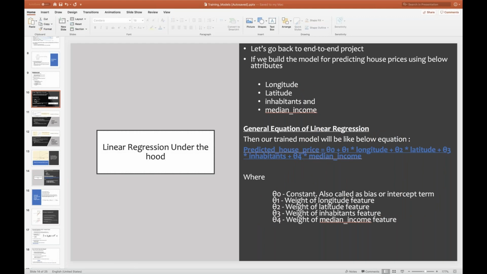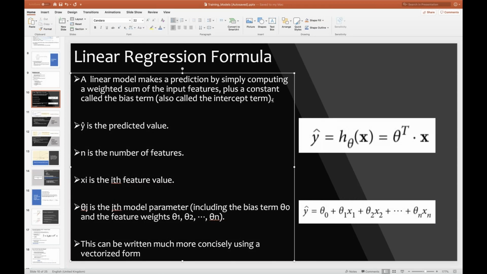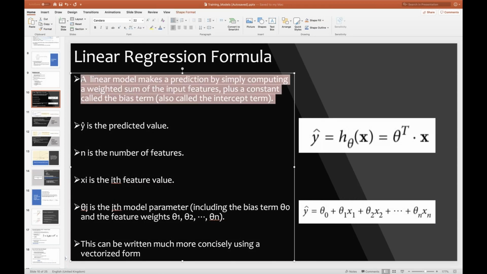Now, what is linear regression? A linear model makes a prediction by simply computing the weighted sum of the input features. What are the input features? Latitude, longitude, and the other two, plus a constant bias term. The constant bias term is nothing but theta 0. Now it is making sense to everyone, right?